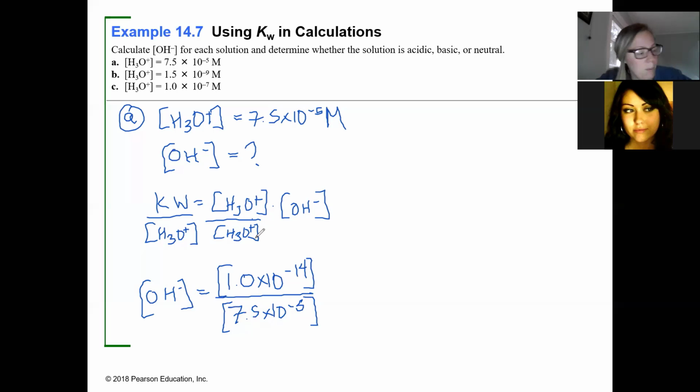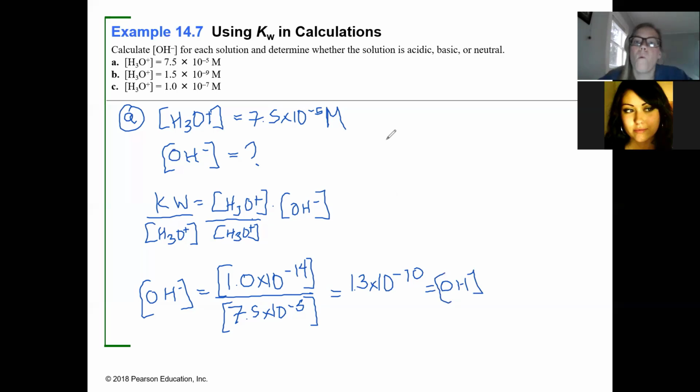All right, I ended up with a value of 1.3 times 10 to the negative 10. And whatever the H3O plus exponent is and the OH exponent, those should add up to get relatively close to negative 14. Sometimes they overshoot it or undershoot it just slightly, but it should be within the range of like negative 13 to negative 15. So this is what my OH is equal to.